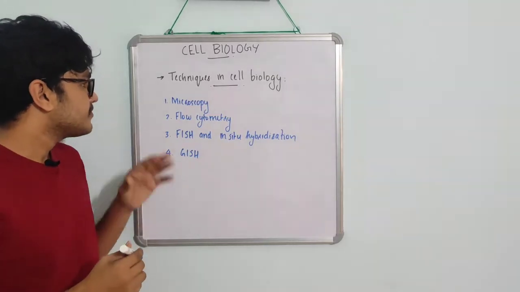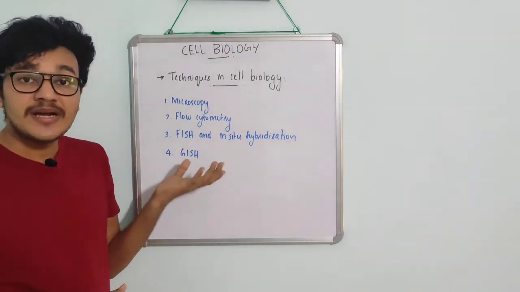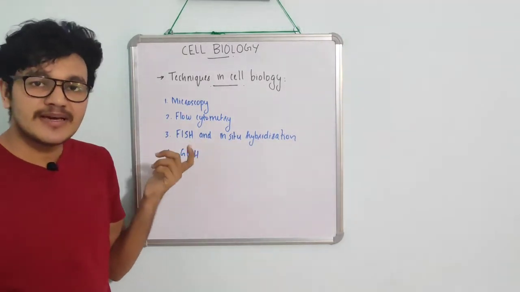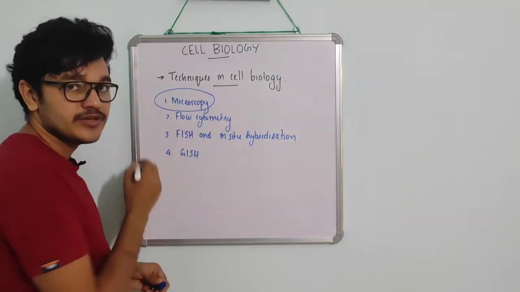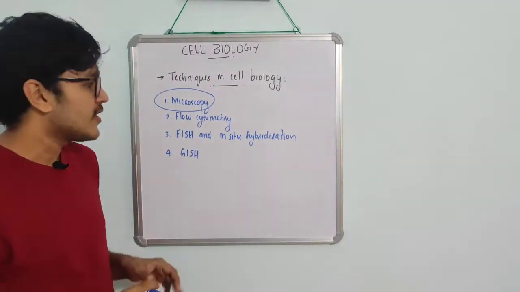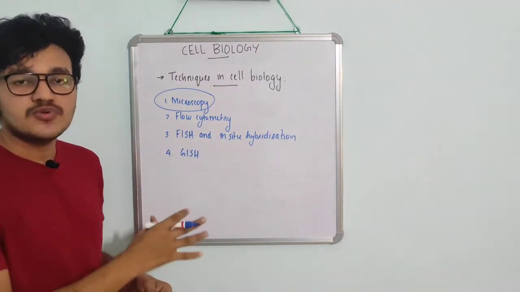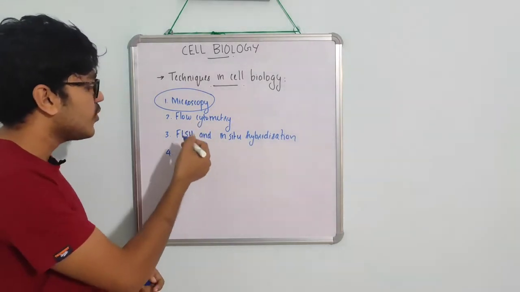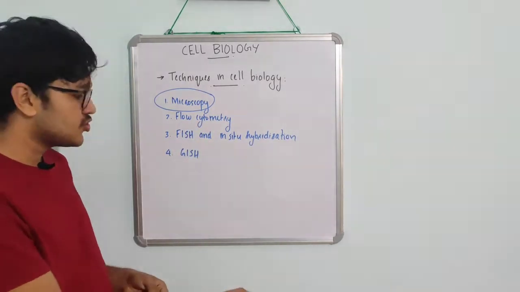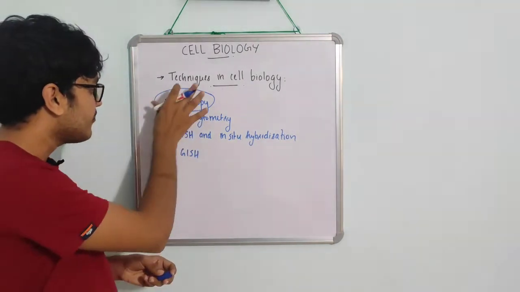Okay, so the techniques commonly used in cell biology include, the first one, microscopy. This is the portion that is really important, and the most frequently asked questions come from this portion. So the instrumentation portion is microscopy. The other three are mainly the scientific techniques used in cell biology. The second one is flow cytometry. The third one is FISH, that is fluorescent in situ hybridization, and the fourth one is GISH, that is genomic in situ hybridization. Now we have to discuss all these one by one.